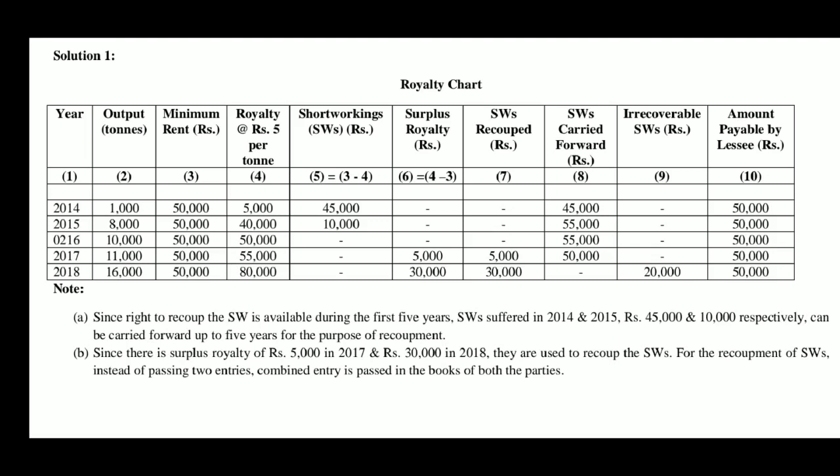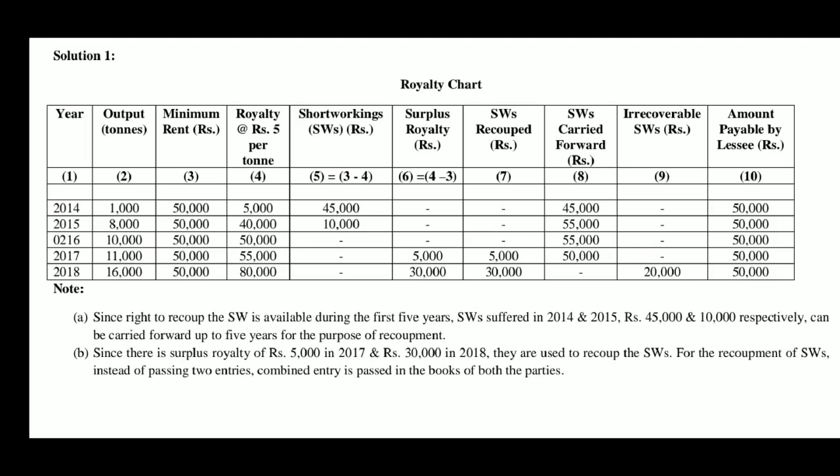See the last column, amount payable by lessee means amount receivable by the lessor. What is paid by the lessee will be received by the lessor. As already said, in any year, either the minimum rent or royalty, whichever is more, is payable. In the first 2 years, minimum rent is more, therefore, minimum rent is payable, 50,000 is payable in 2014 and 15. In the third year, both are equal, so 50,000 is payable.